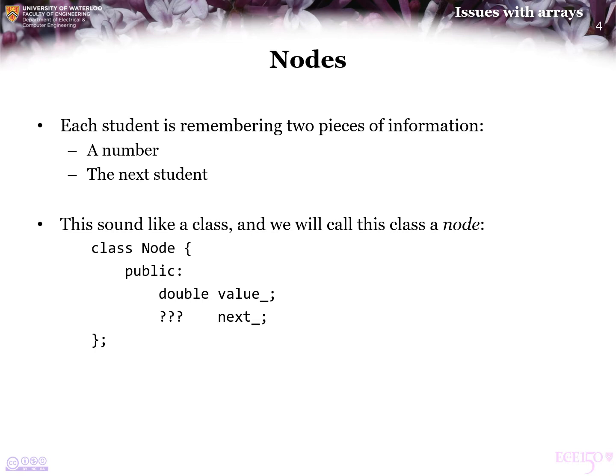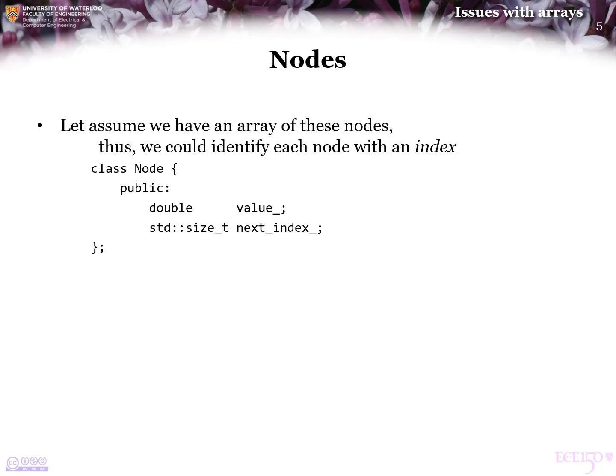Students would be remembering names. Let us assume that we have an array of these nodes. In this case, we could identify each node with the index at which it is in the array. So this would be a value between 0 and capacity minus 1. So rather than a student remembering the name of the next student in the linked list, we will store the next index within the linked list, and this will be a value between 0 and capacity minus 1.